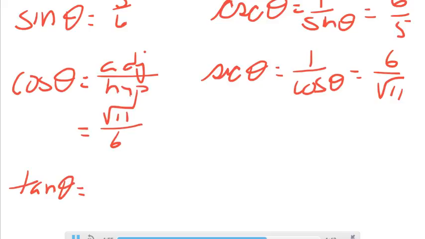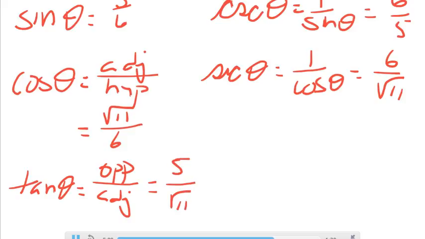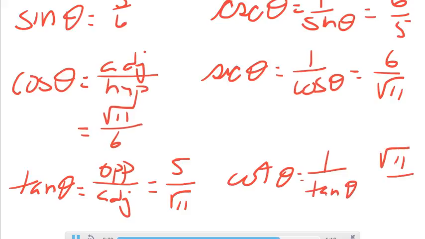And tangent of theta is opposite over adjacent, which is 5 over square root of 11, and cotangent of theta is 1 over tangent of theta, which is square root of 11 over 5. And this gives us the 6 trig functions for that angle that we started with just knowing that the sine of theta is 5/6.